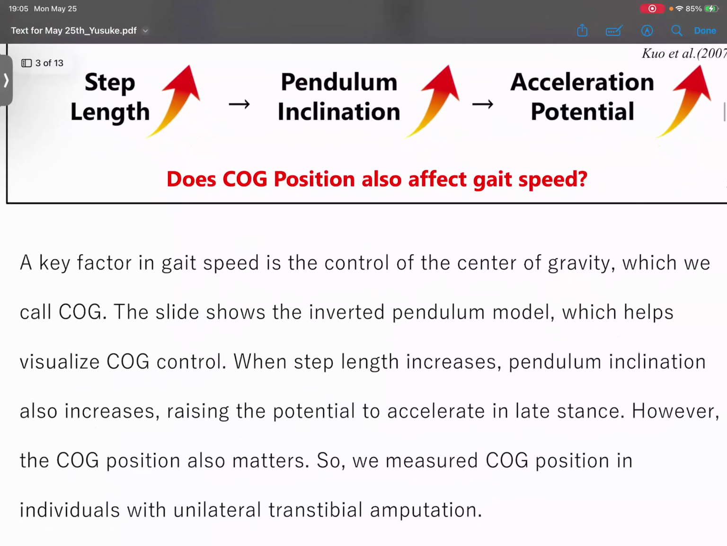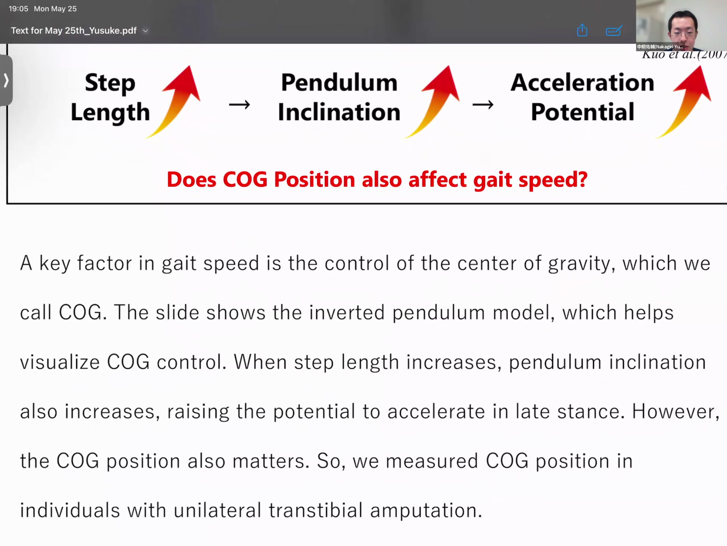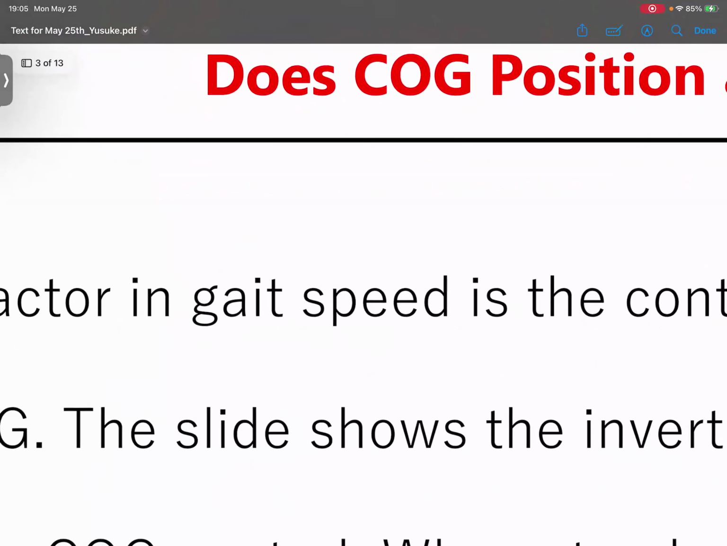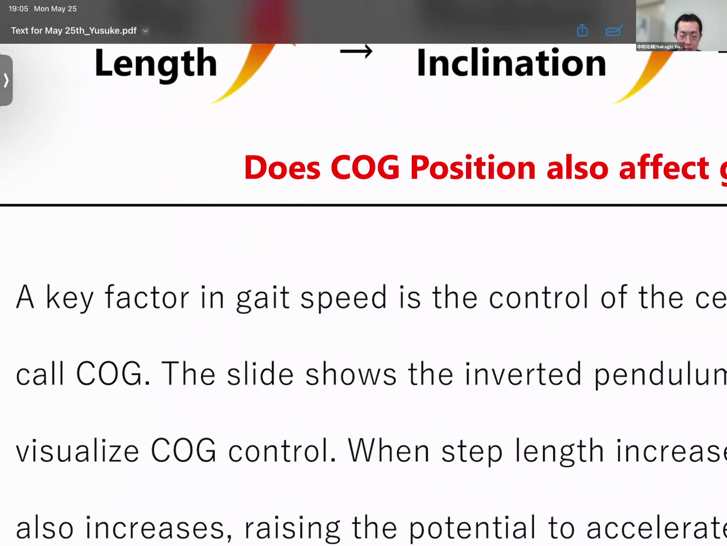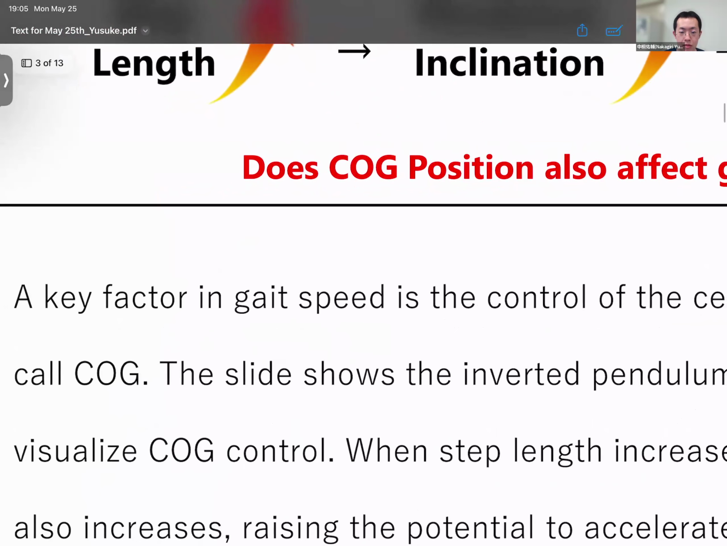A key factor in gait speed is the control of the center of gravity. Gait speed. Here's another example of a diphthong. Gait, not gate. Gait speed. Very good.